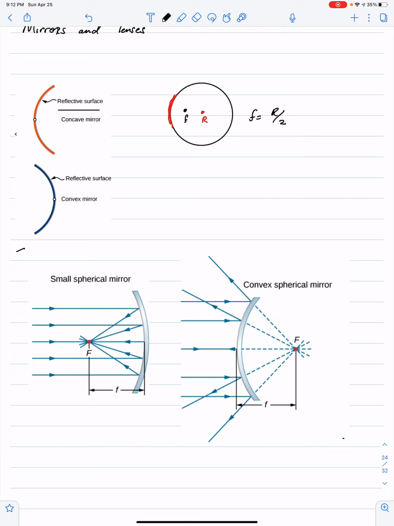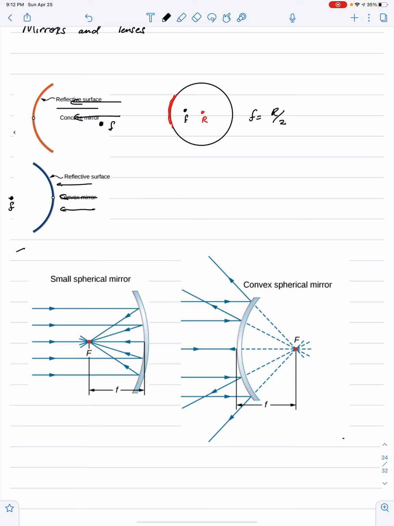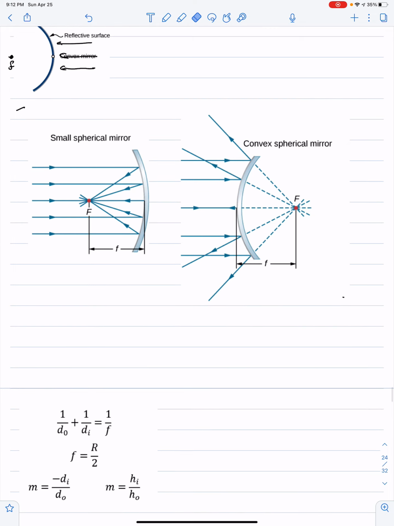Now, then we have the convex mirror, and this mirror is reflecting the surface on the outer side of the sphere. If rays are coming in for the concave, right here, then the focal point is right here, which is perfect. But for the convex mirrors, the focal point is over here. Therefore, when rays hit it over here, to get to that focal point, they're going to have to converge somehow on the other side. But we'll discuss it a little bit more later in this lesson.